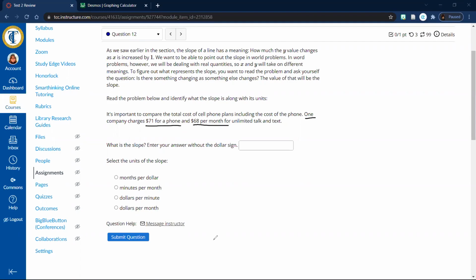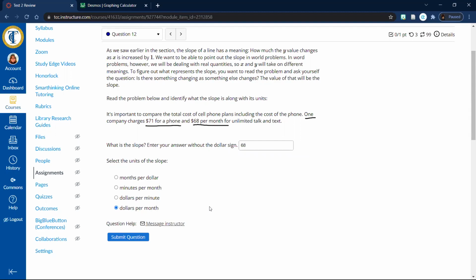68x. Well, do we need the x part? No, because it's just 68 per month. And remember, we're dealing with slope, so the slope is just the m. All right. And what are the units of our slope? Dollars per month.